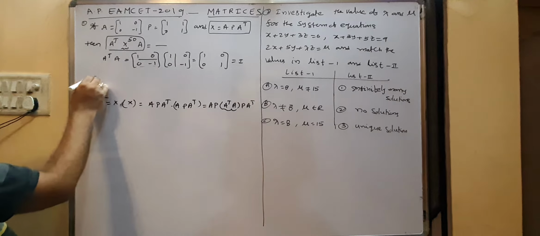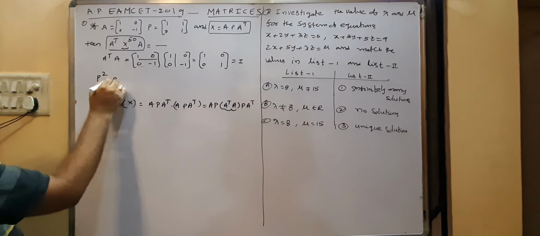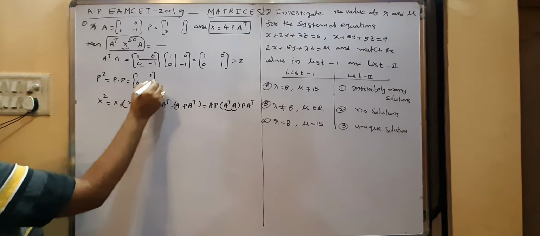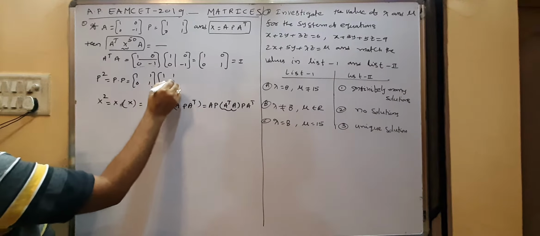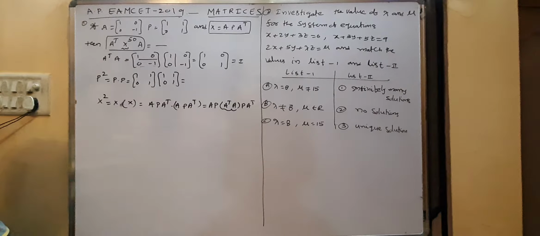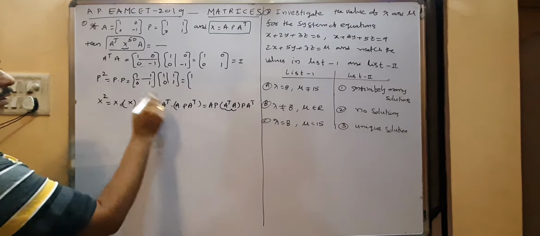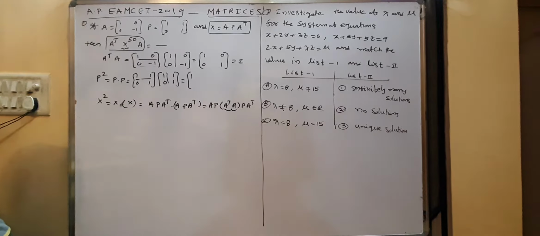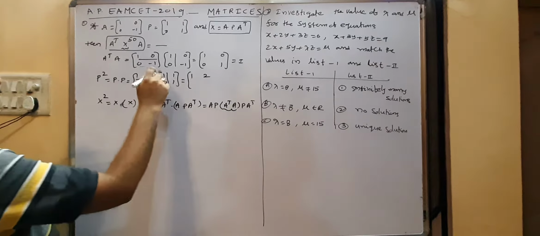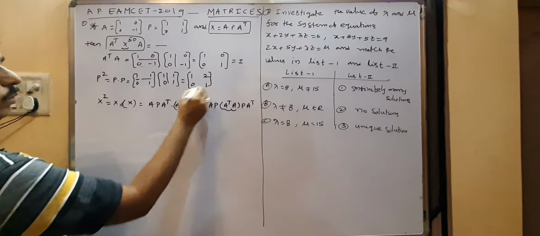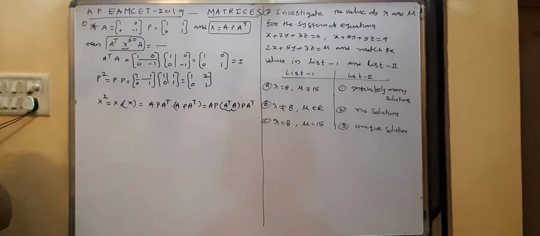Now I will find P square. P square means P into P, that is 1 1 0 1 into 1 1 0 1. Taking row into column, first row into first column gives 1 into 1, 1, plus 0, 1. First row into second column is 1 plus 1, 2. Second row into first column is 0. Second row into second column is 1. So P square is 1 2 0 1.